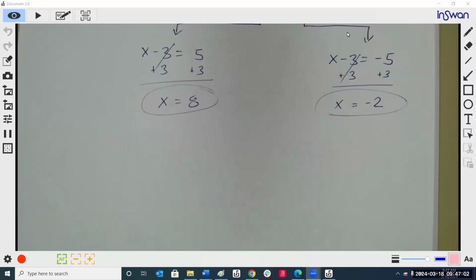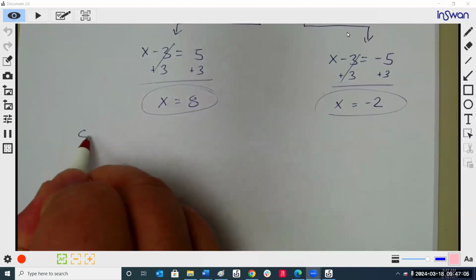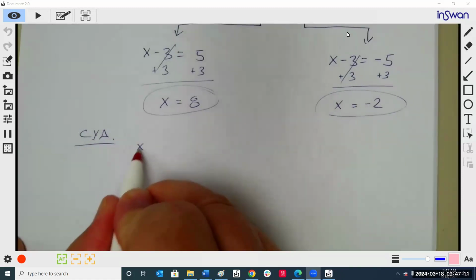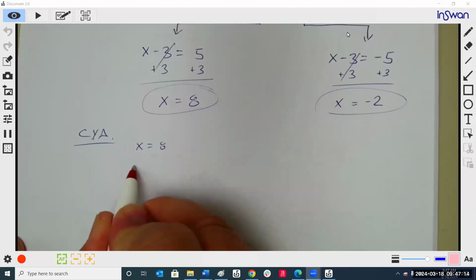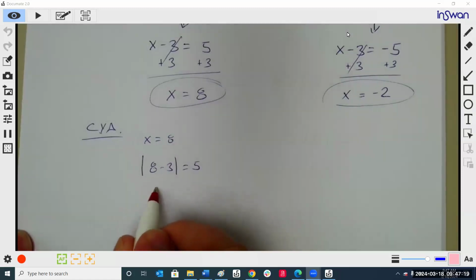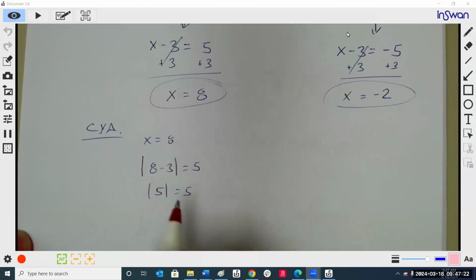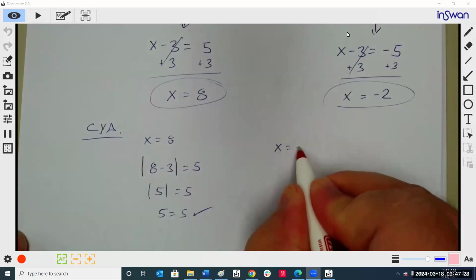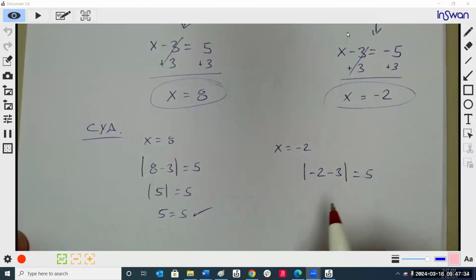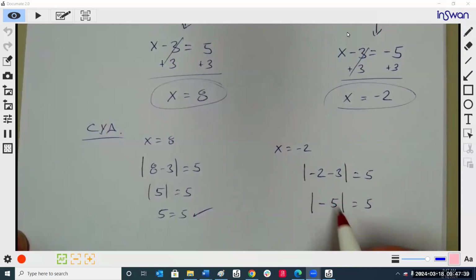And always, always check your answers. So if x equals 8, we have absolute value of 8 minus 3 equals 5. 8 minus 3 is 5. So 5 equals 5. That works. If x equals -2, -2 minus 3 is -5. Absolute value of -5 is 5. They work.